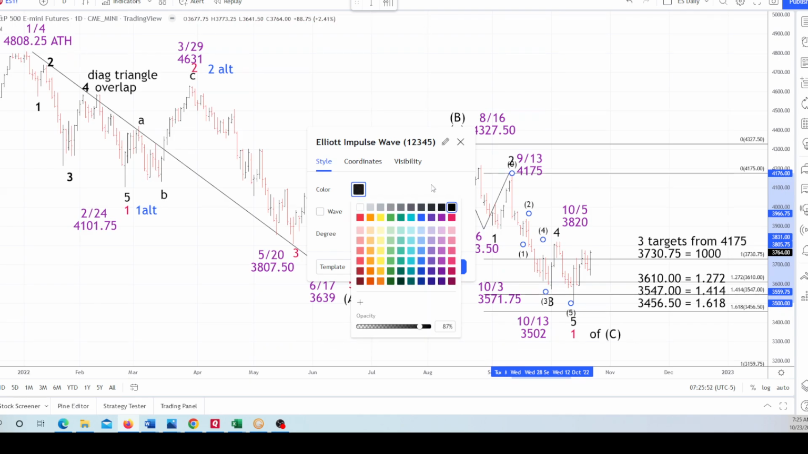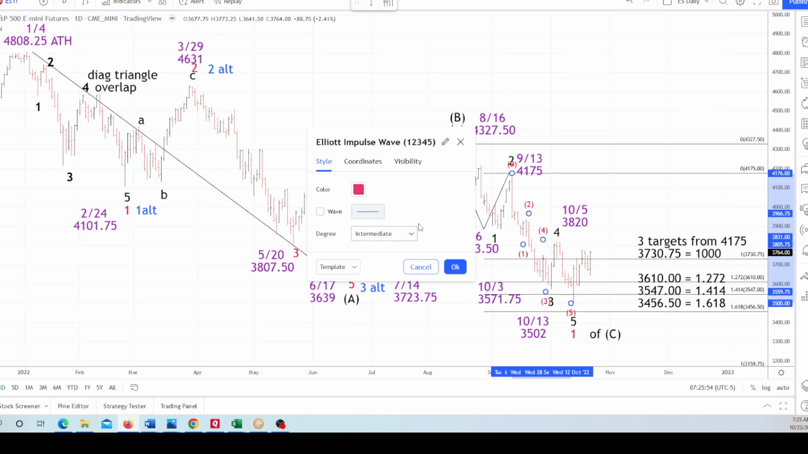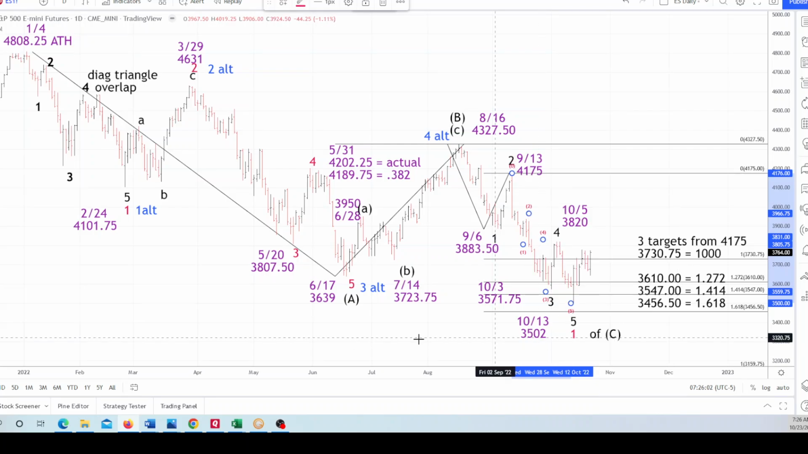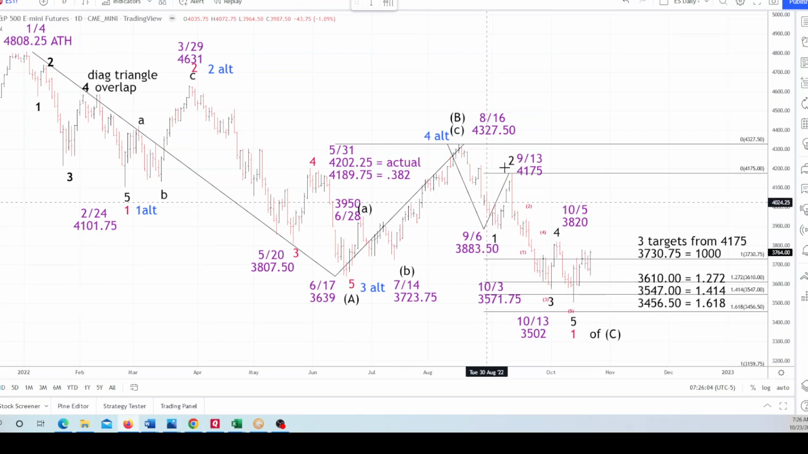But let's make that a different color, and let's make that a different degree of trend too, because it's not that big. Let's go with the submicro there. There we go. So you can see this 2, and then we can have 1, 2, 3, 4, 5 for 3 down here. Okay, so did 3 end between the 1.414 and the 1.618, or is it going to extend?